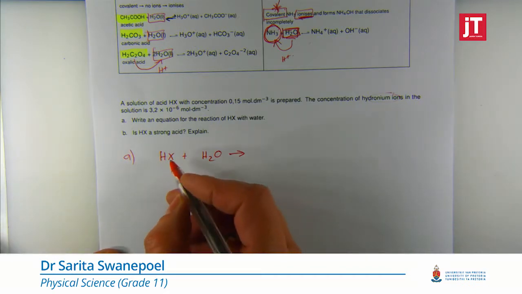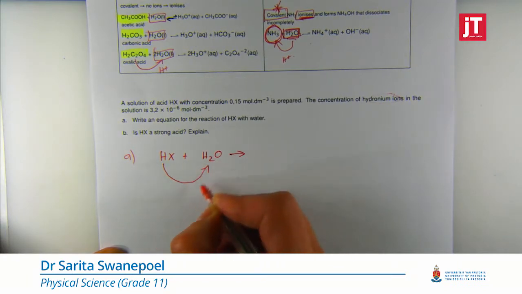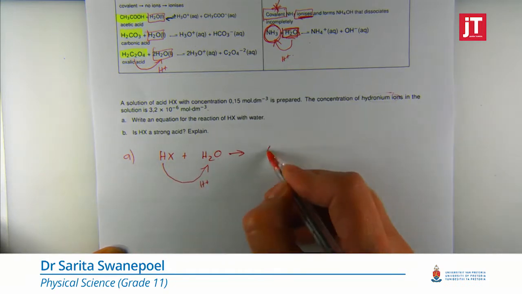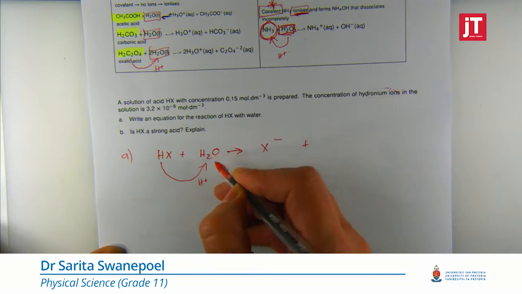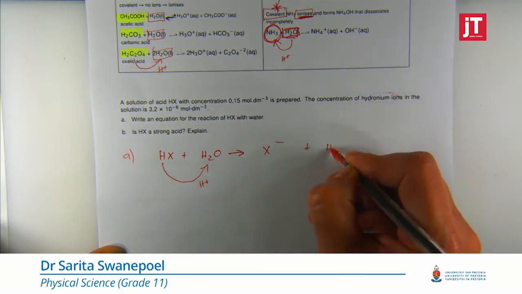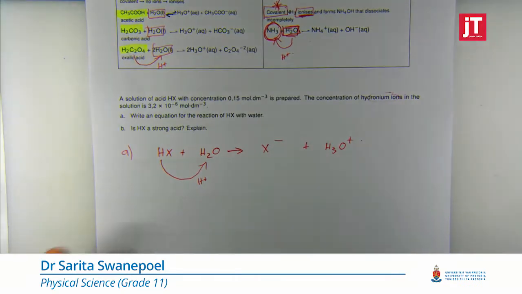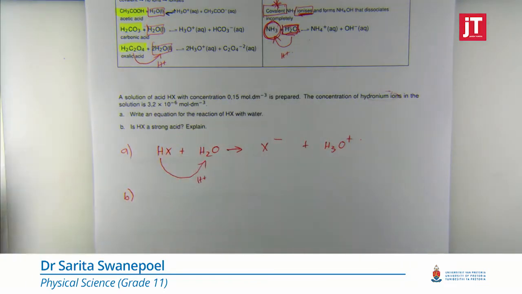The acid is a proton donor, right? So it will take the proton and donate it to the water. So you will end up with the X minus, right? And H2O and the H plus will give you the hydronium ion, right? So this is your reaction. And now in B, I'm asking you, is HX a strong acid or a weak acid?